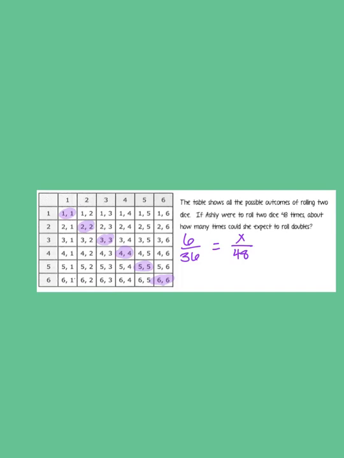Well, yes, you can do cross products. You can completely do that. But I'm going to make it easier by going ahead and simplifying, because I know that 6 and 36 have a common factor of 6. So that could be 1 and 6. And then does 6 go into 48? Oh, it sure does. Times 8. So x equals 8. So 8 times doubles should be rolled.